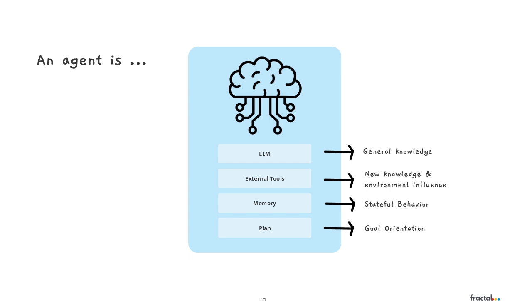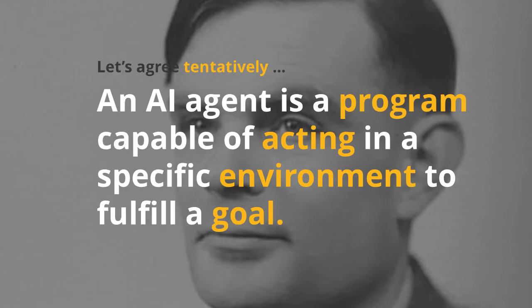Let's have a quick recap and think about what we have learned so far about AI agents. We said an agent is something which has a brain, which could be an LLM which provides it general knowledge, general reasoning, and language generation ability. On top of which we may add tools, which give it new knowledge as well as the ability to influence its environment. On top of which we may impart memory and planning, which allows it to show stateful behavior and goal orientation. Now that brings us back to the definition that we talked about earlier, and we can see how we get to an agent, which is a program that can act in an environment to fulfill a certain goal.